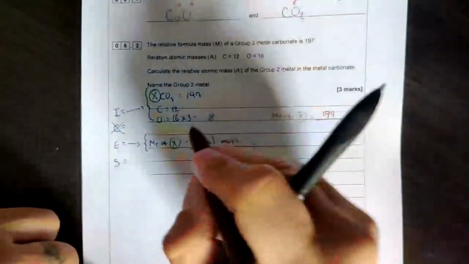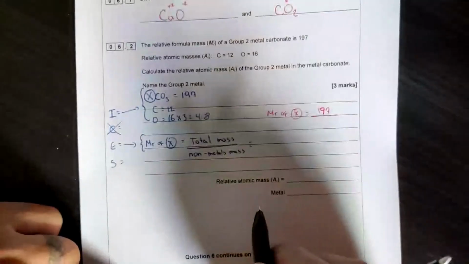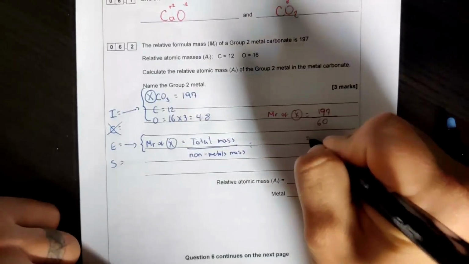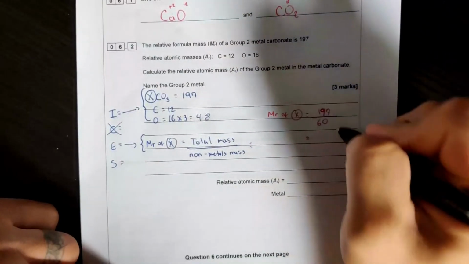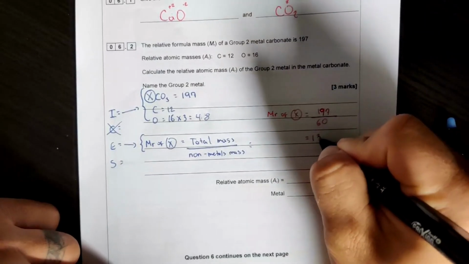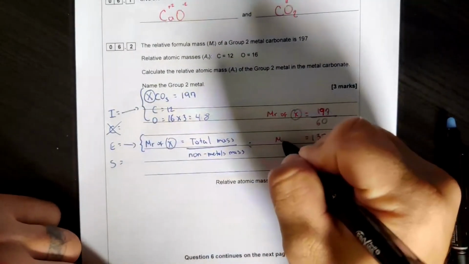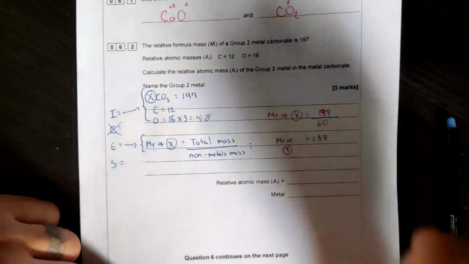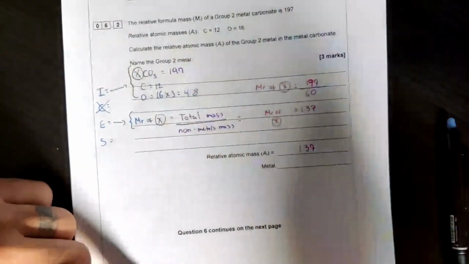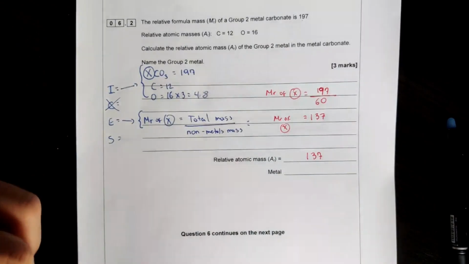I carry 1. 3 times 1 is 3 plus 1 is 4. So that will be 48 plus 12. And that's going to give me a total of 60. Okay. There we go. So that's 60. So all I have to do now is 197 take away 60, and that's going to give me 137. So the MR of the unknown metal is 137. So in here, we're going to write down our answer, 137. And all I have to do now is look for the atomic mass that has 137 in the periodic table, and that will be the metal.